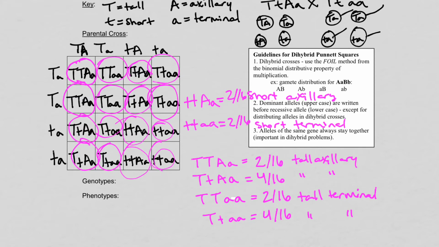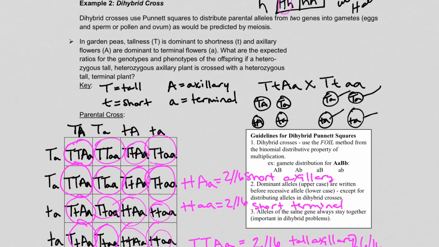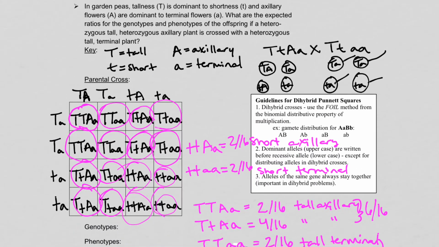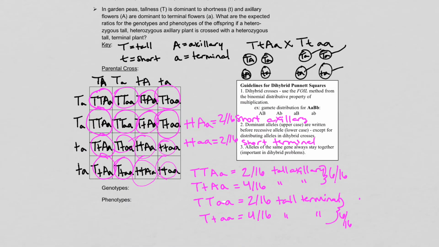So now let's look at our ratios for our phenotypes. So we've got 6 out of 16 that are tall and axillary. 6 out of 16 that are tall and terminal. And 2 out of 16 that are short and axillary, and 2 out of 16 that are short and terminal. So those would be our genotype and phenotype ratios on that dihybrid cross.